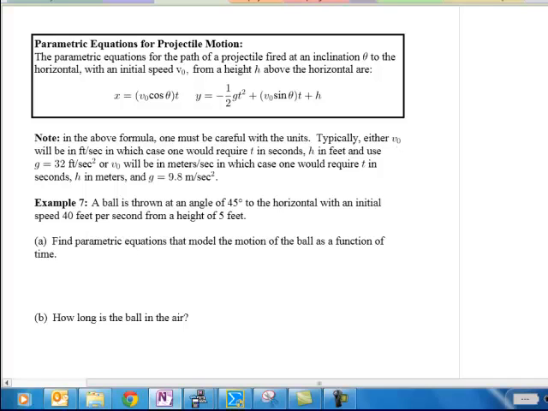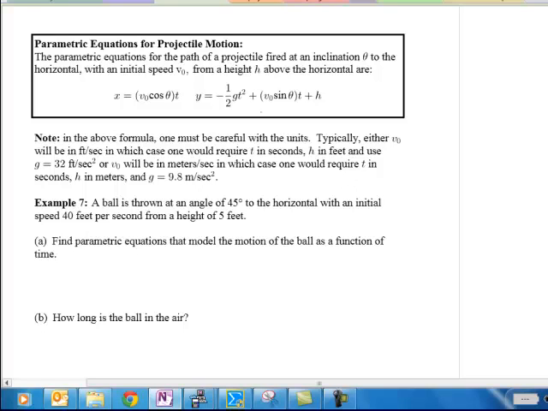So if your velocity is given in feet per second, then t would have to be in seconds, h would have to be in feet, and then we would use the gravity constant, 32 feet per second per second. That's the acceleration due to gravity. If the velocity instead is given in meters per second, then you would want to use t in seconds still, but the height would need to be in meters, and you'd use the gravity constant 9.8 meters per second squared instead of 32.